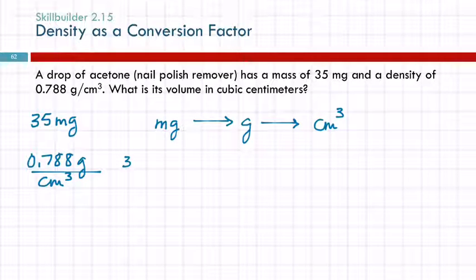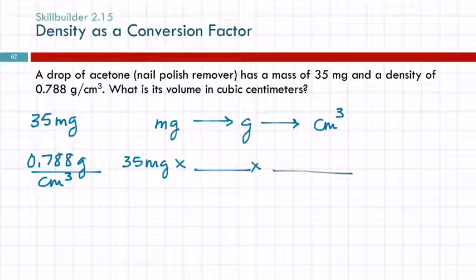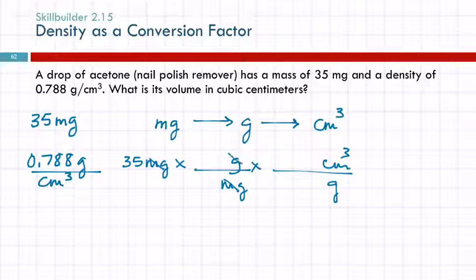So 35 milligrams. I've got two fractions because there are two arrows. Milligrams to grams to cubic centimeters. I divide by milligrams because I want that unit to go away. I divide by grams because I want that unit to go away. What I want left is cubic centimeters.